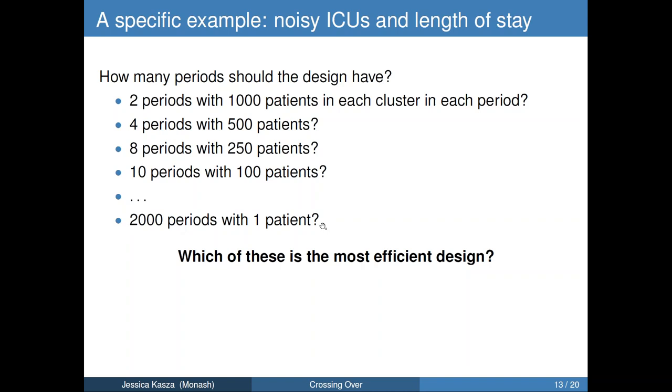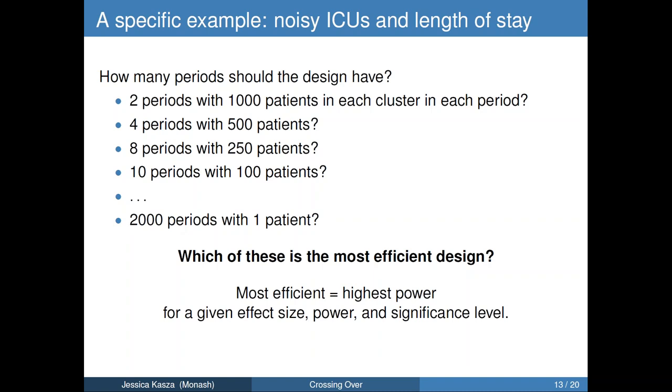So this 2,000 period design is the most efficient here. But what do I mean by efficient? Well, the most efficient design is the one that gives us the highest power for a given effect size and significance level. So let's take a look at this particular design.